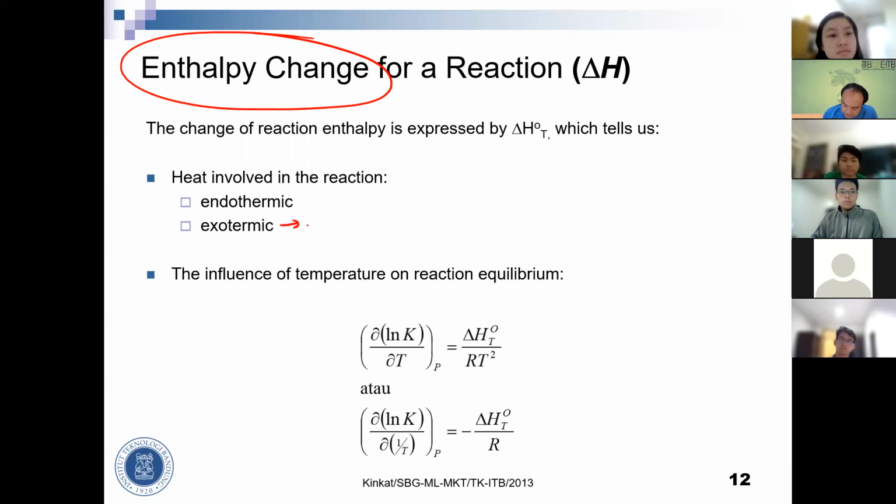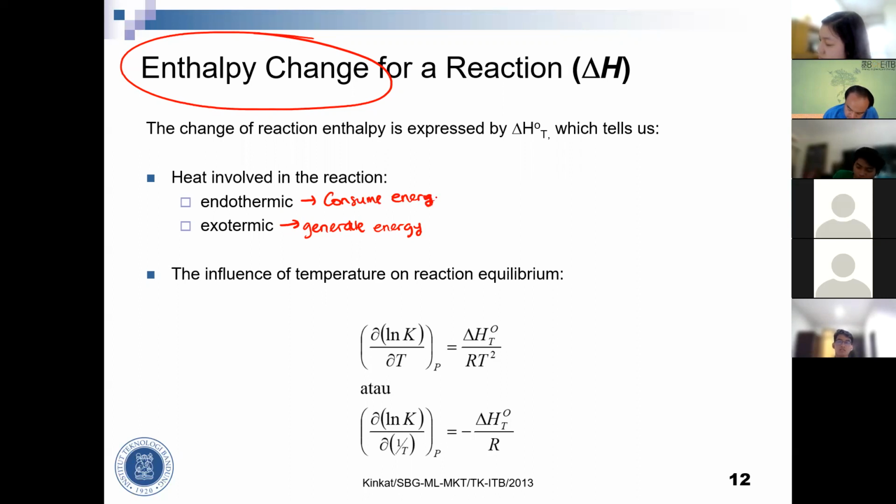What's an endothermic reaction? It consumes energy, sir. Yes, it consumes energy. And for the exothermic reaction, is the delta H positive or negative? For the exothermic, negative, sir. It is negative. And for the endothermic, the enthalpy is positive.